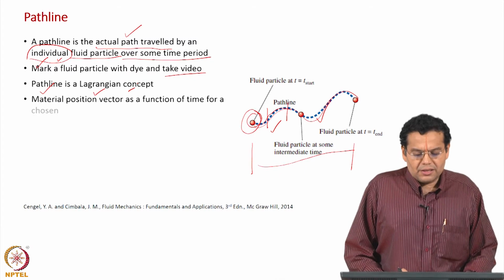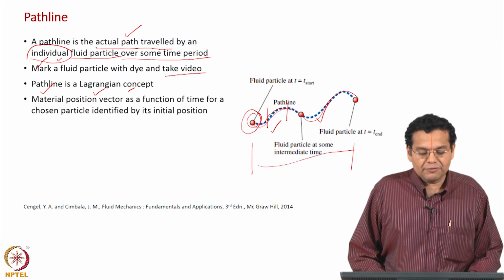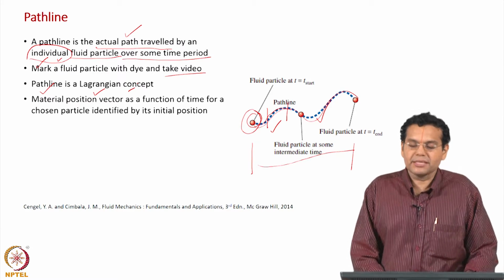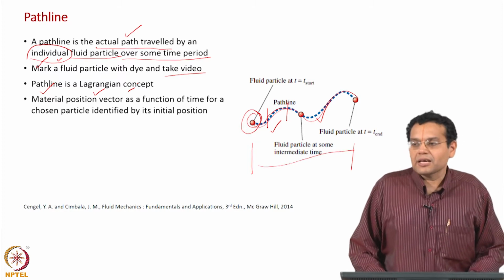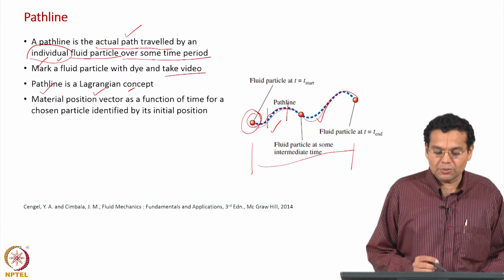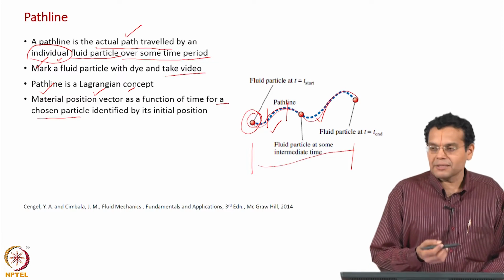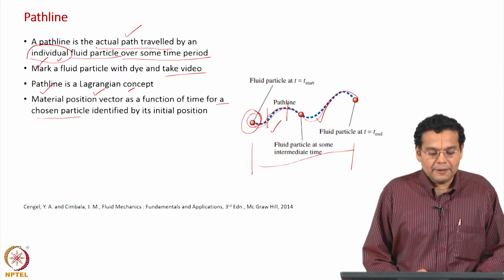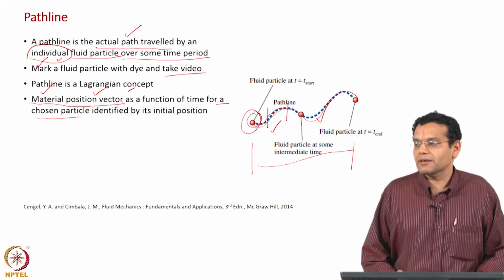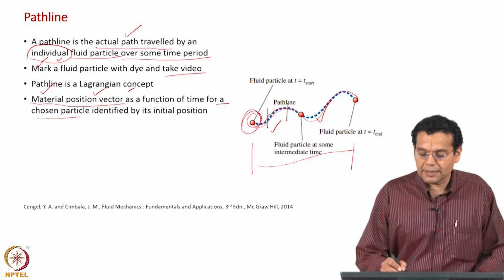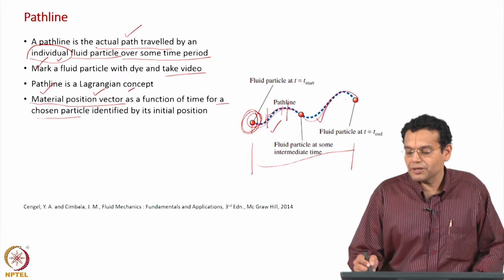Now, material position vector as a function of time for a chosen particle identified by its initial position. Okay. Once again, all these terminologies refer to the Lagrangian description. Let us see how is that. First of all, for a chosen fluid particle, I mentioned particle means fluid particle, and then material position vector. Why material position vector? We are following a material particle, which is a fluid particle, and what is its position as a function of time?